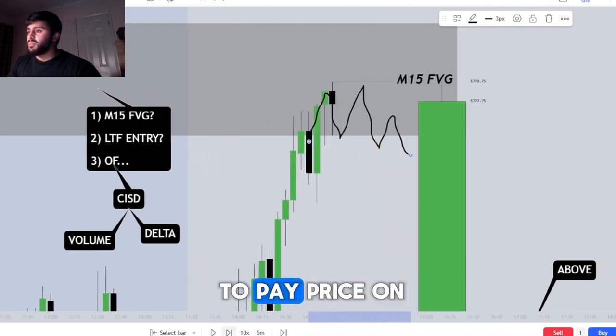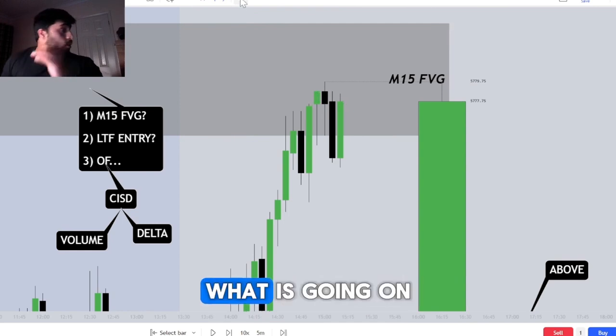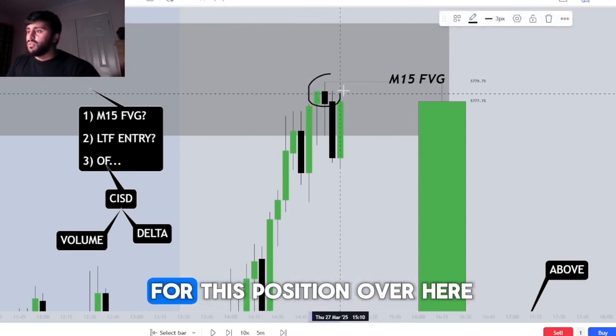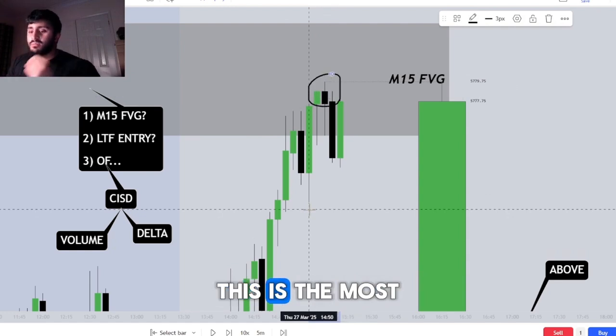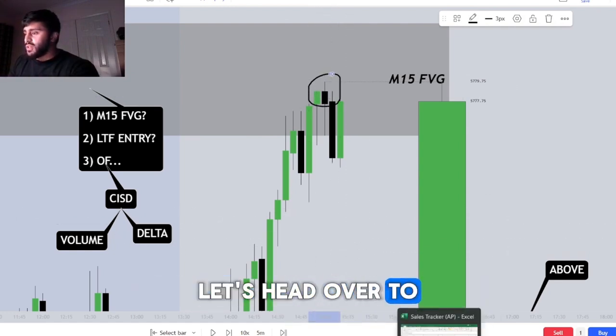So if we just continue to play price on, we want to understand and really analyze what is going on inside of this particular area. So we are looking for this position over here. This is the most important area you're looking for. So now from here, let's head over to the footprint chart.